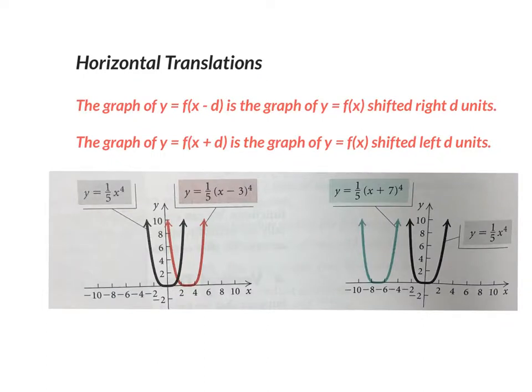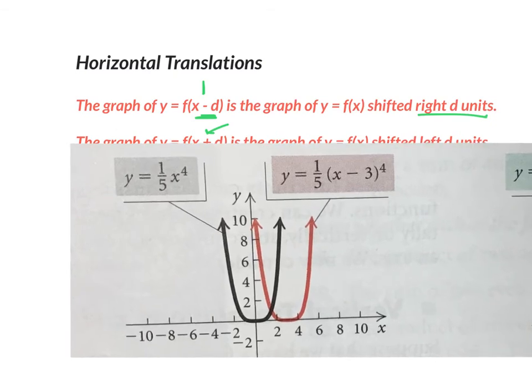Okay, horizontal. Horizontal is when you subtract d or add d, but this time it's in the parentheses. All right, it's inside. I'm going to say this a lot. It's inside with the x. If it's inside with the x and it's positive, it's opposite of what you think. If there's a minus sign inside, we're just going to shift it right. If it's a positive sign inside, we're going to shift left. So that part's opposite of what you think. So the number inside shifts it opposite of what you think. Let's look at a couple pictures here.